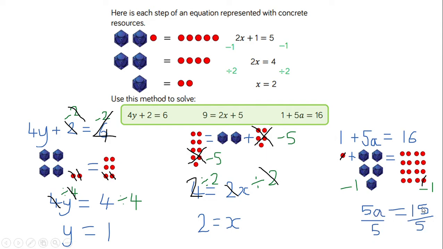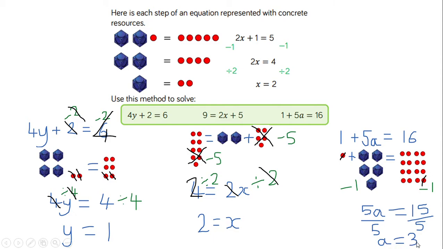So if 5a equals 15, I now need to get a on its own. It was 5a, which was 5 times a. I need to get rid of that times 5, so I'm going to divide by 5. If I divide this side by 5, I need to divide the other side by 5. These two 5's cancel each other out, which just leaves a, and then 15 divided by 5 is 3.